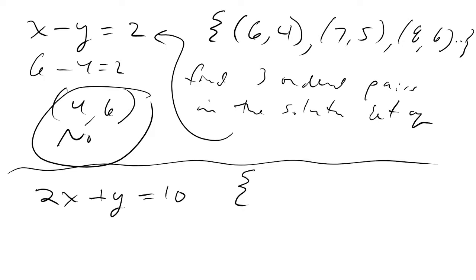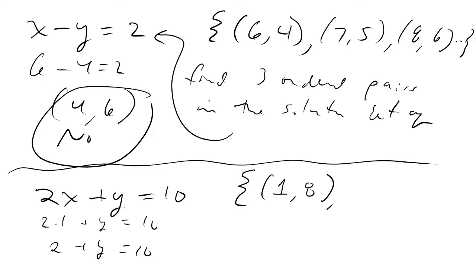And we can do some tricks. For instance, I could ask: if 1 comma something is in the solution set, what would that something have to be? Then you look over here and say, well, if x is 1, 2 times 1 is 2, so y would have to be 8, so 1 comma 8 is in the solution set.